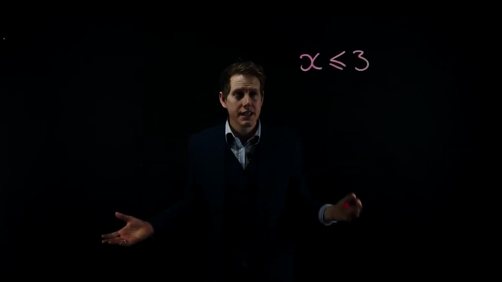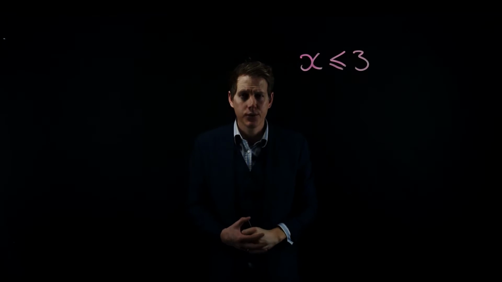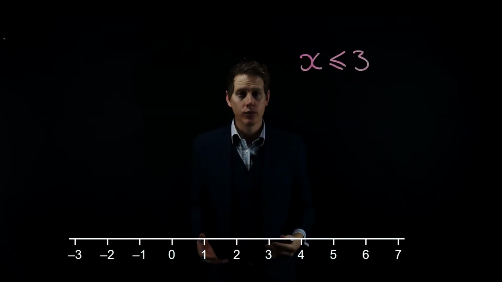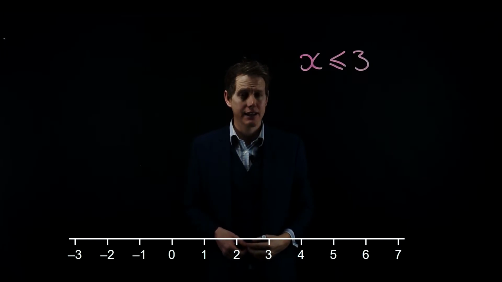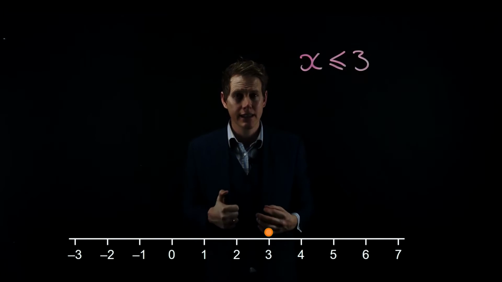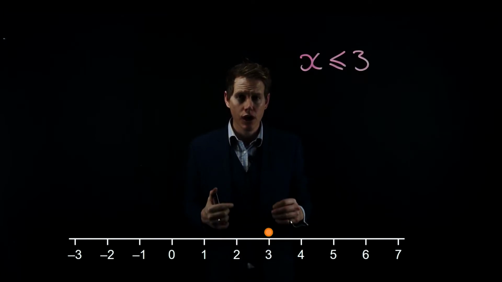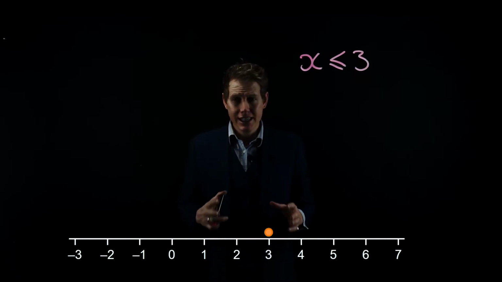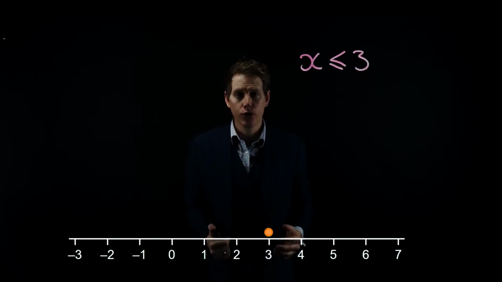Right, so how would we represent x is less than or equal to 3 on the number line? Once again, we need a number line. Again, we're going to put a dot at the number 3. But this time, we're going to shade the inside of the circle. We're going to use a full circle. We do that because this time, 3 is included.